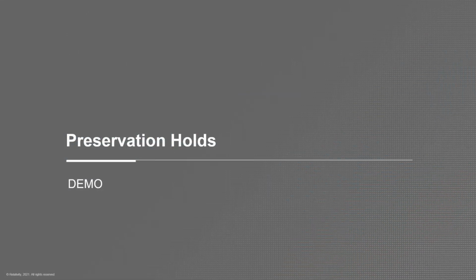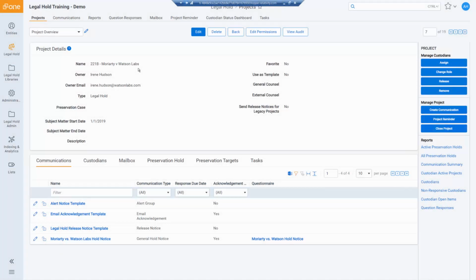Okay, next I'll walk you through a demo of setting up a preservation case to our existing hold by placing 3 new custodians on a preservation hold. Okay, so here we are back in our legal hold project, and recall from the previous slides that we just covered that to add a preservation case, you can do so when initially creating a project, or you can edit and add the preservation case on an existing project. So in our project, we're going to go ahead and edit the project.